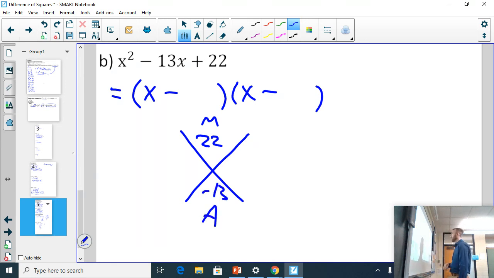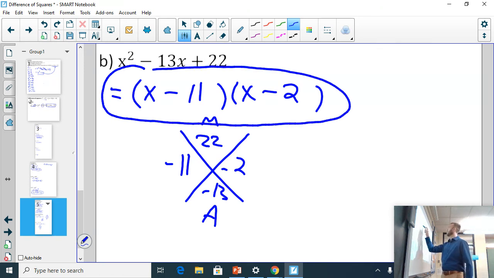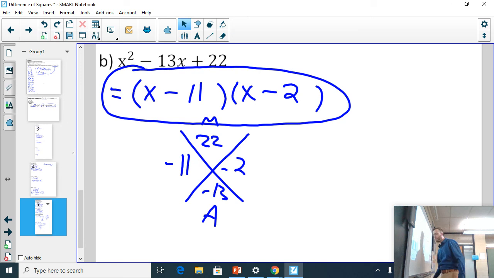And I can kind of see right away we're going to need a negative 11 and a negative 2. Negative 11 times negative 2 multiplies to positive 22, and they add to negative 13, so negative 11 and negative 2. And again, if you need to check those, all you do is multiply this back out. And if you get what you started with, then you got it. But that is going to wrap up our difference of squares factoring, mixed in with a little bit of review.